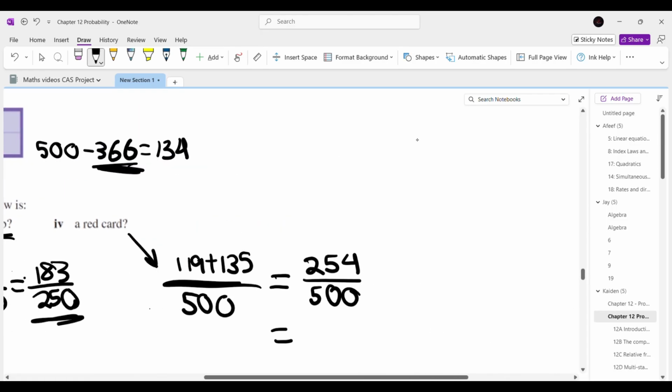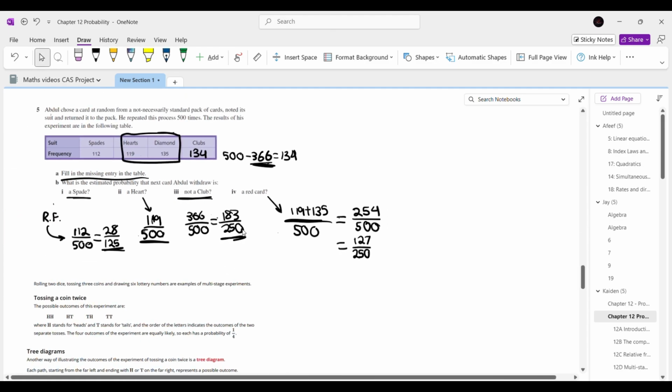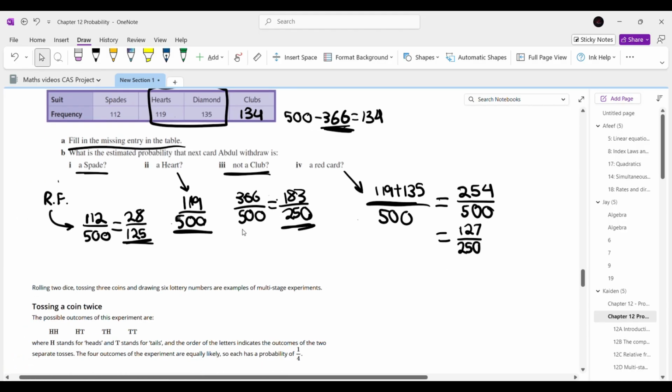And now this just simplifies down. If we use our calculator again, this just simplifies down to 127 over 250, which I don't believe can be simplified any further. But we've just been dealing with single-stage experiments. What happens when we have what's known as a multi-stage experiment?